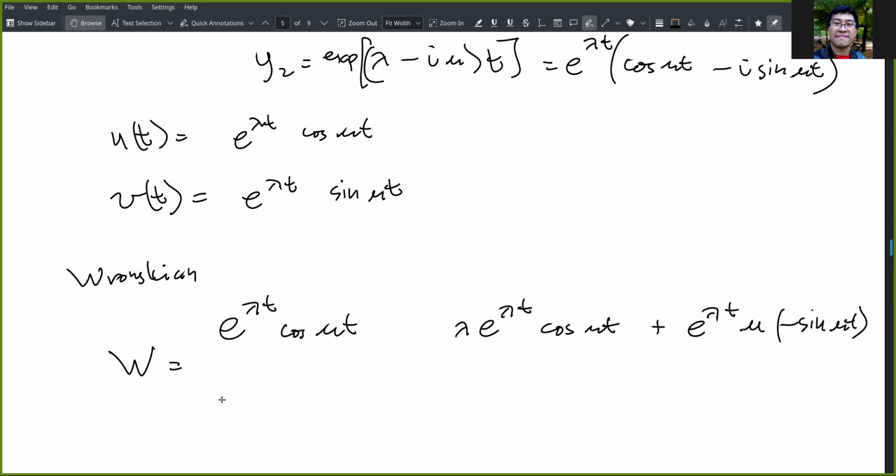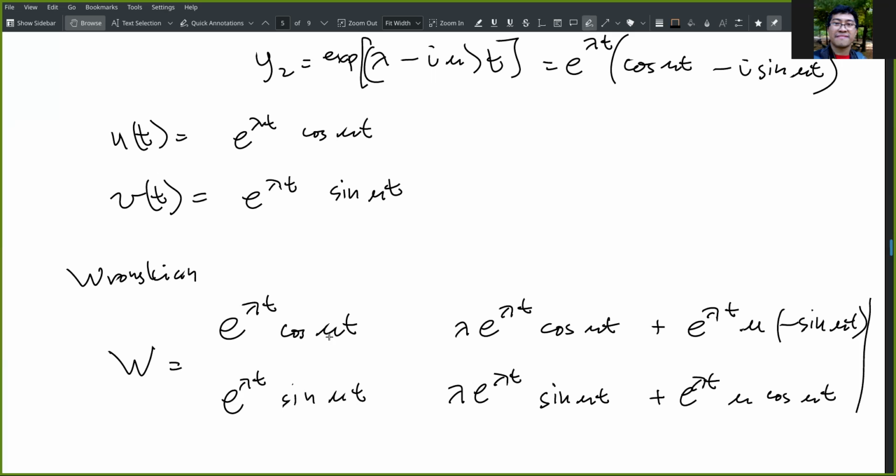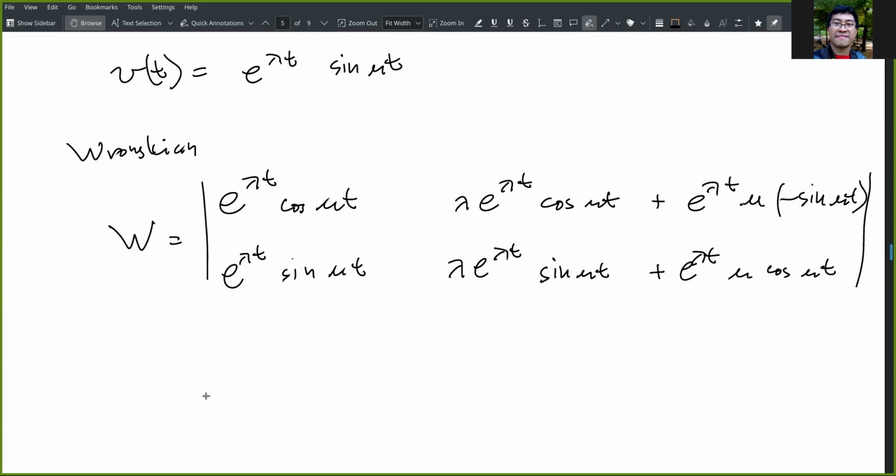Okay, here you have e^(λt) sine μt, λe^(λt) sine μt plus e^(λt) μ cosine μt. Take the determinant. All have e^(λt), so we can factor out e to the power of 2λt.